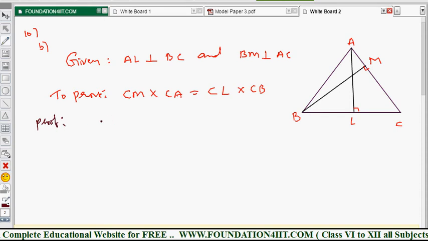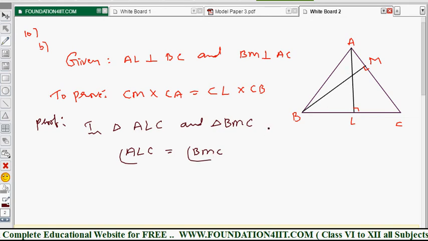So from triangle ALC and triangle BMC, if you observe, ALC is this side and BMC. Let us prove these two triangles are similar first. To prove this, this is 90 degrees and this is also 90 degrees. Then angle ALC is equal to angle BMC.